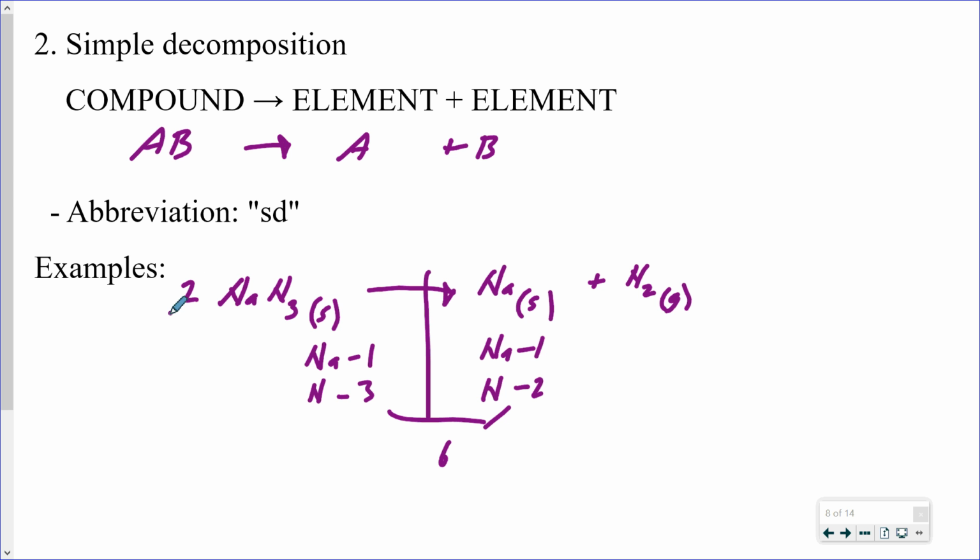So we're going to put a 2 in front of the sodium nitride, 2 times 3. Now we have 6 nitrogen. We want to get 6 on the right-hand side as well, so we're going to put a 3 in front of the nitrogen gas. 3 times 2 gives us 6. Now we kind of messed it up a little bit for the sodium. We have 2 on the left-hand side, so we need 2 on the right-hand side. So simply putting a 2 in front of the sodium is going to fix that.